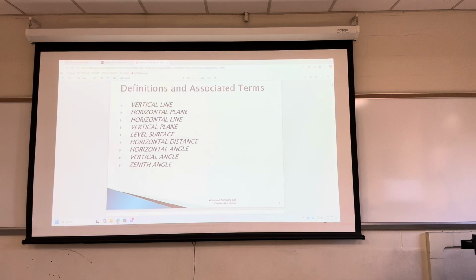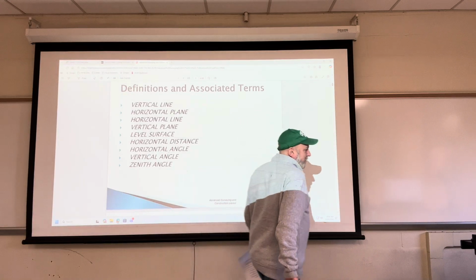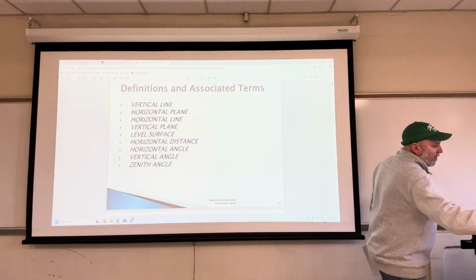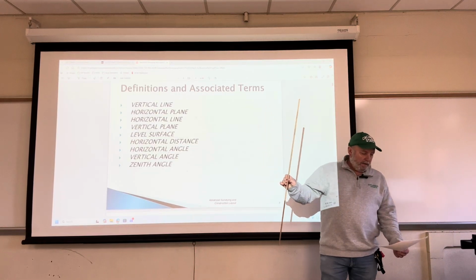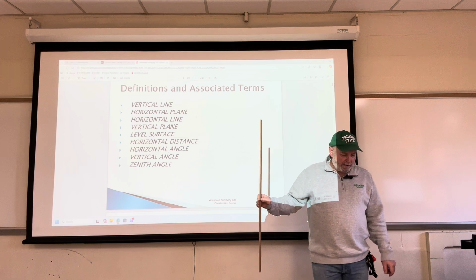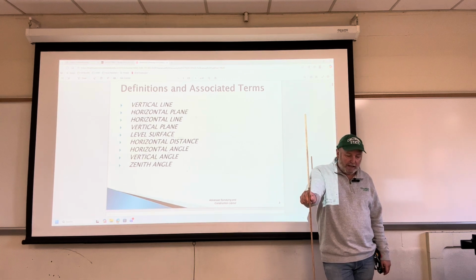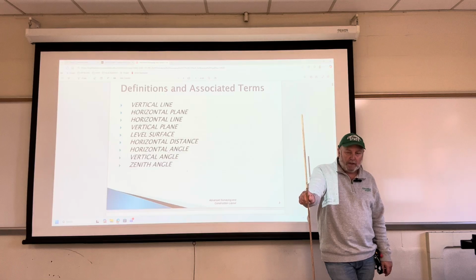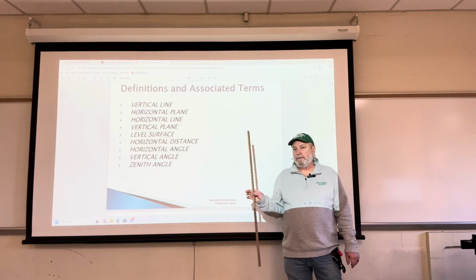So talking about some definitions here: vertical line. It probably seems fairly self-explanatory. Vertical being straight up and down. At any point on the Earth's surface, a vertical line follows the direction of gravity at that point. So at any given point, there is one vertical line only.